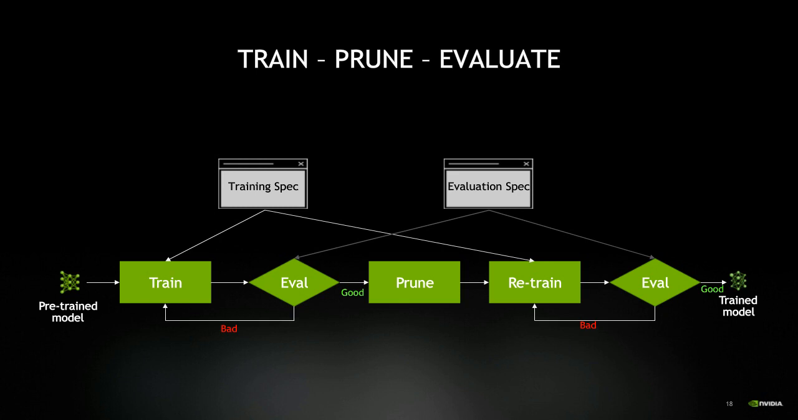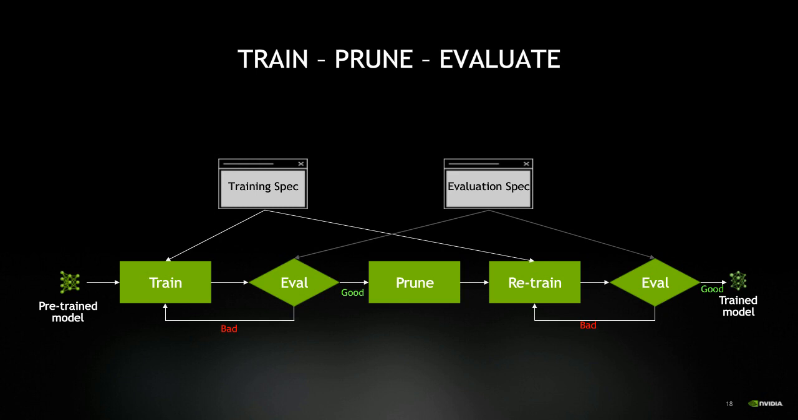This step is very similar to your initial training step. The only difference is you will start with a pruned model to retrain. Once retrained on the same dataset, you send it to evaluation to assess the overall accuracy, using the same test data and KPI as your initial evaluation.